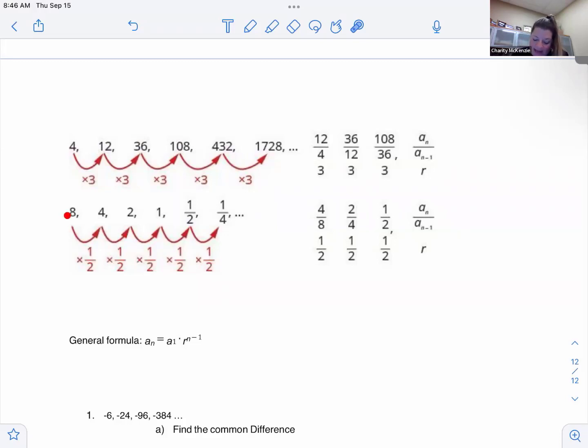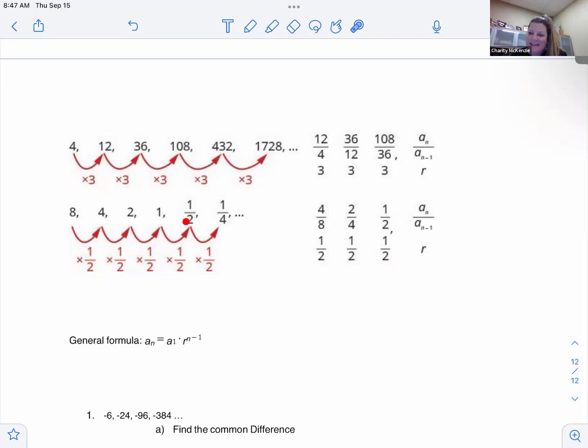Okay, this one, it's going down, but it's definitely not by the same number, because that's 4, that's 2, that's 1. So again, the second one divided by this one. 4 divided by 8, right? 4 divided by 8 is 1/2. Is 2 divided by 4 also 1/2? Yes. Is 1 divided by 2, which is 1/2? Yes.